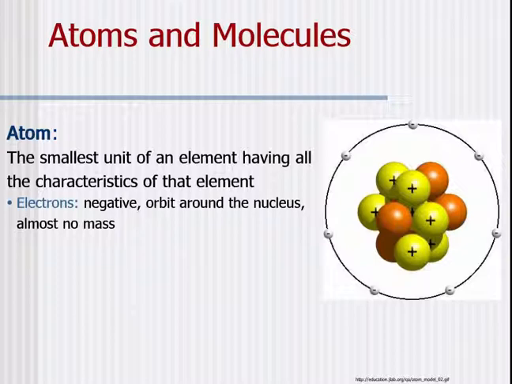The electrons are teeny, tiny, and sometimes we say they have no mass. They really do have a mass, but we ignore it. They are negatively charged, and they are completely what's involved in bonding. So whether it's an ionic bond or a covalent bond, electrons are involved.